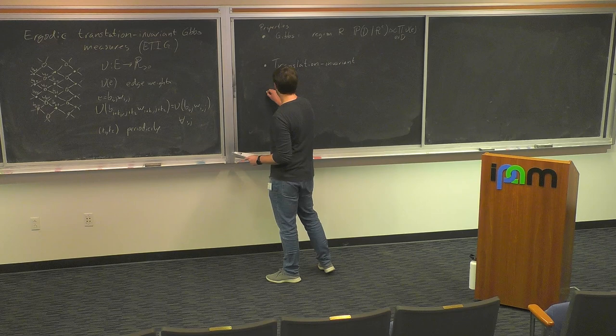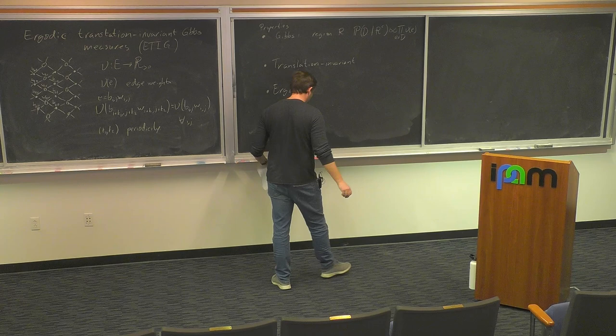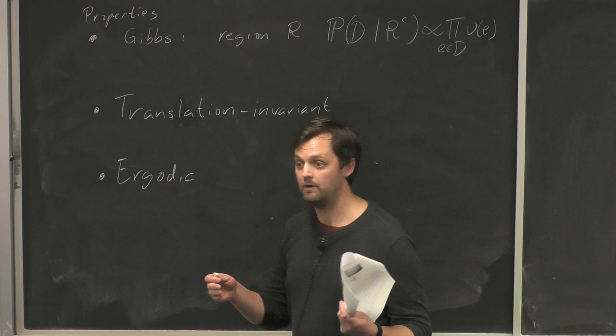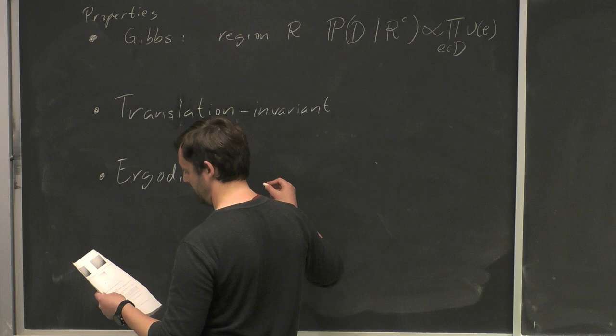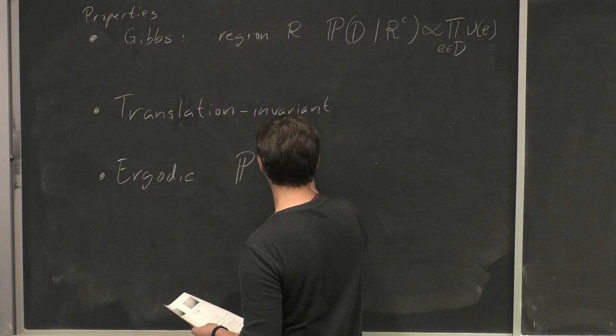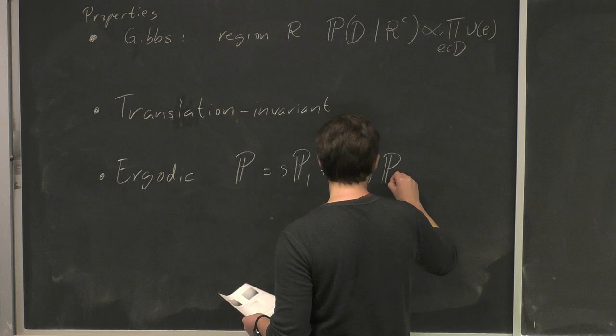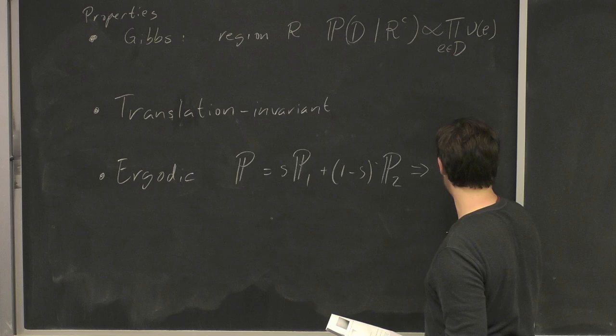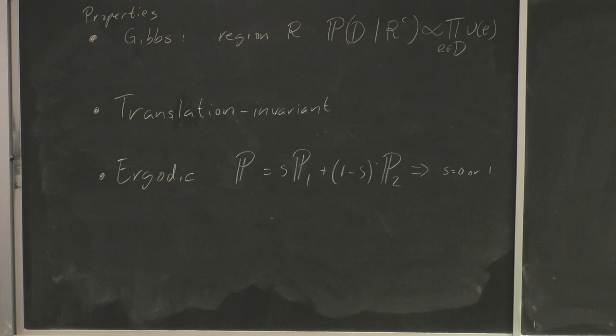And then it should be ergodic, which means that you cannot decompose this probability measure as a convex combination of other translation invariant Gibbs measures. So if your probability measure is equal to S P1 plus 1 minus S P2, where P1 and P2 are also translation invariant Gibbs measures, then that implies that S is equal to 0 or 1. So that's the Gibbs property.